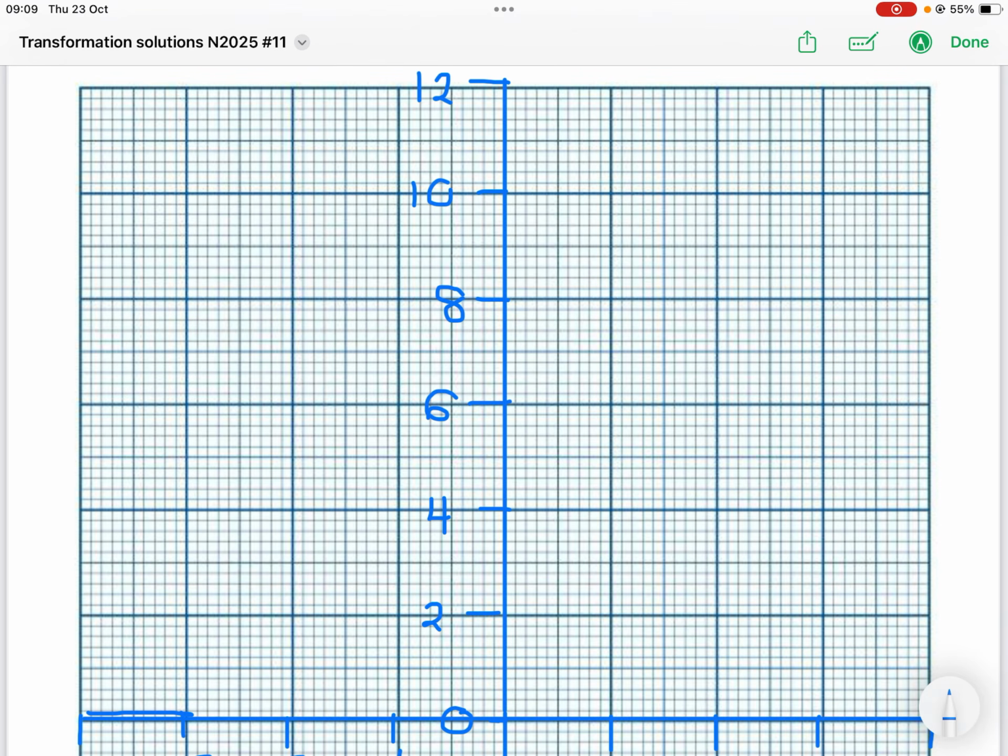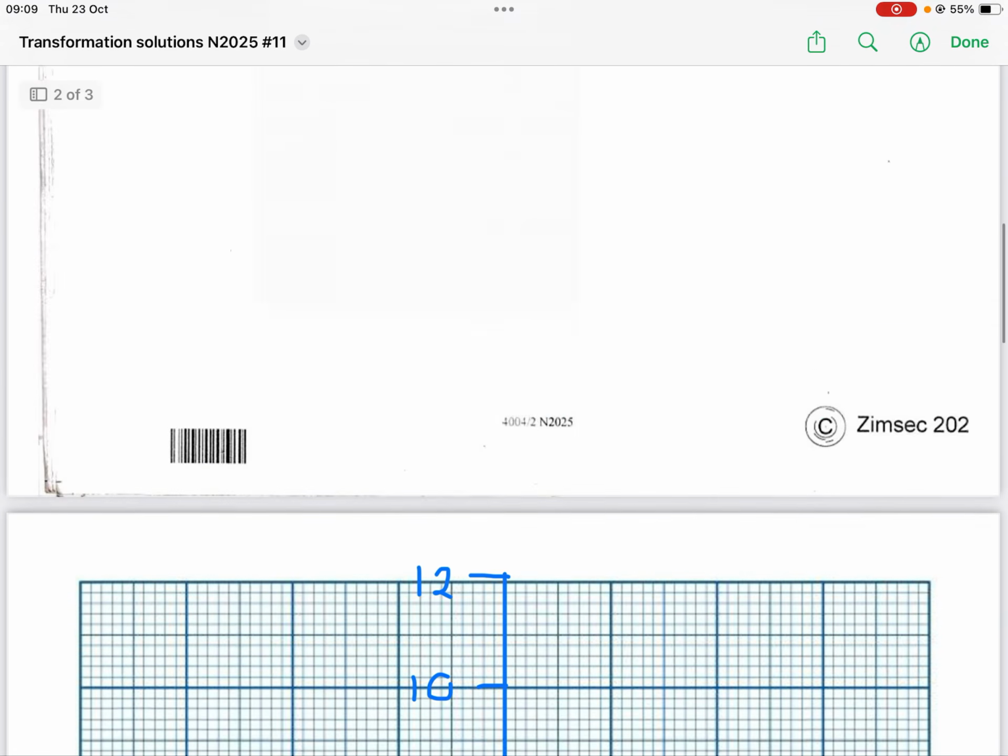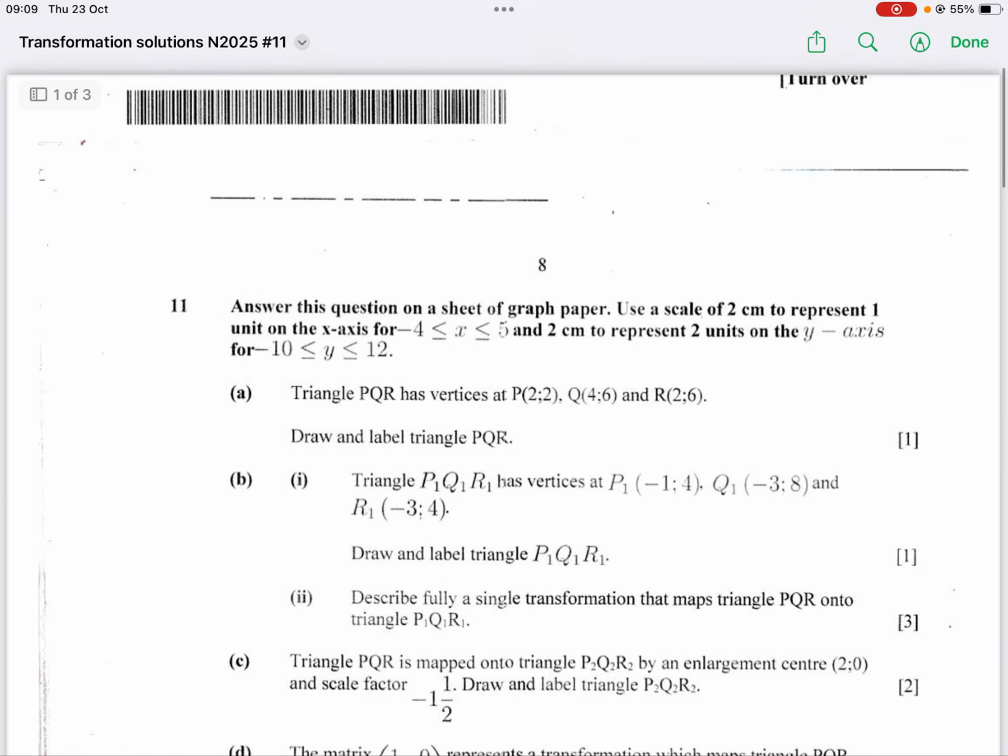Let us now proceed to the next part of the question. Number 1, part A is saying triangle PQR has vertices at P, which is (2, 2), Q, which is (4, 6), and R, which is (2, 6). So we are required to draw and label the triangle PQR, and this is going to give us 1 mark.